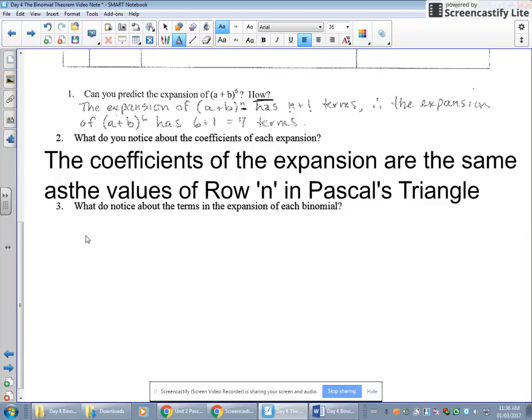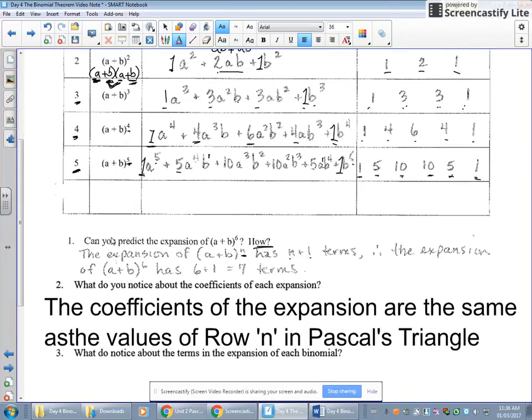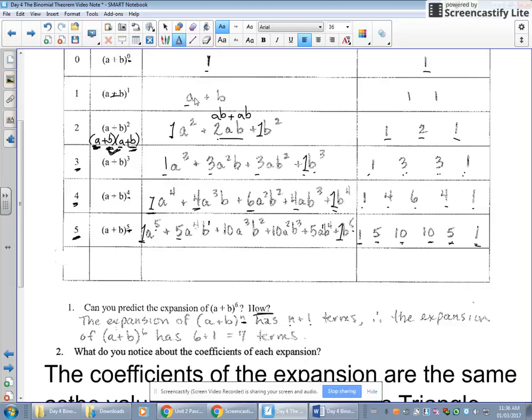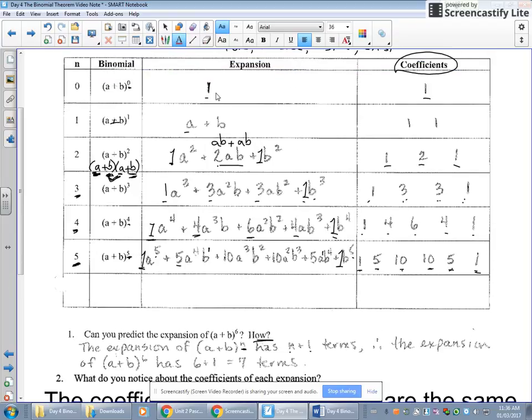So the actual terms themselves, we know that the degree of the first term is the same as the row number. The first term here is essentially the exponent a to the 0.